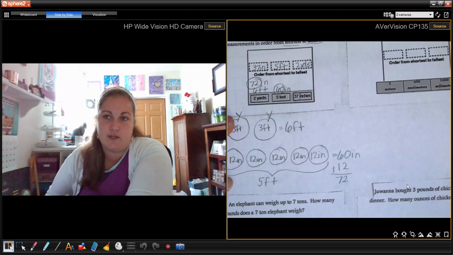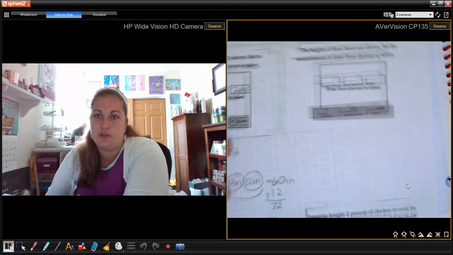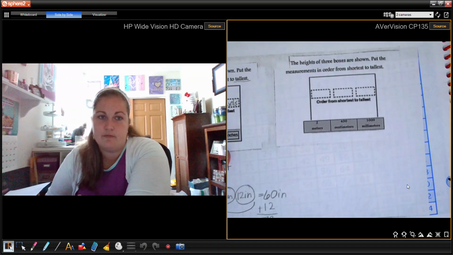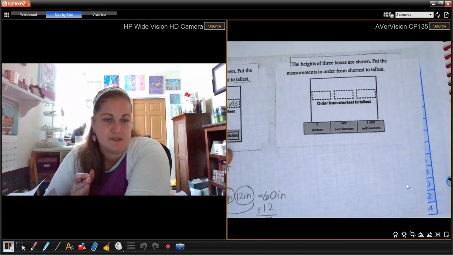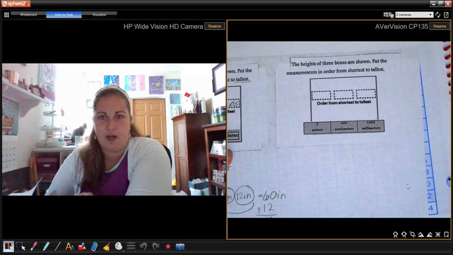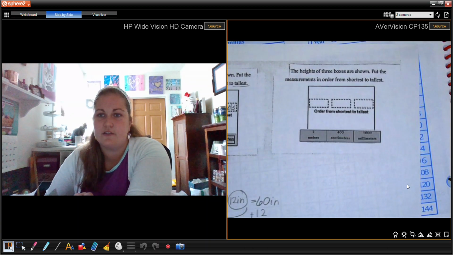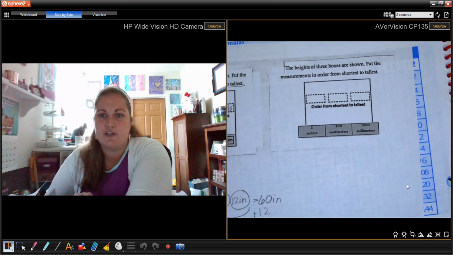Okay, so now I'm going to give you your problem. I'm going to read it to you and then explain it. And you're going to want to pause and use a paper and pencil to do it yourself. So the problem says the height of 3 boxes are shown. Put the measurements in order from shortest to tallest.